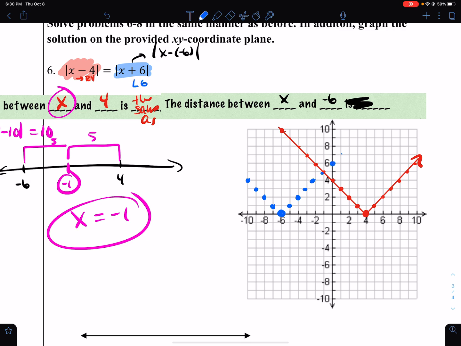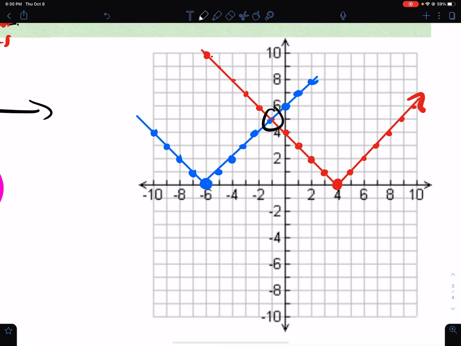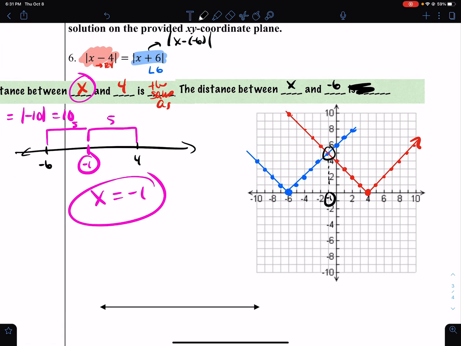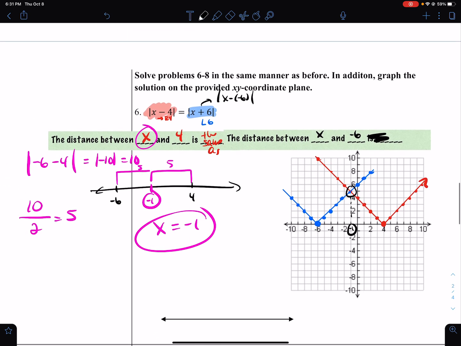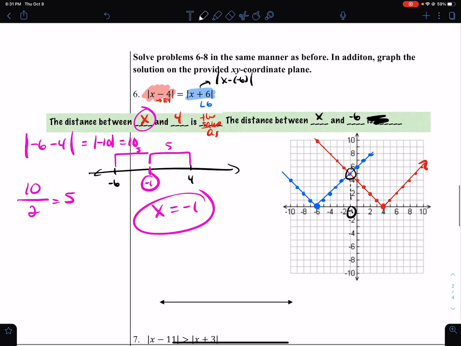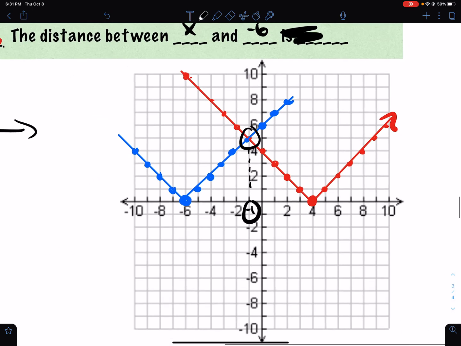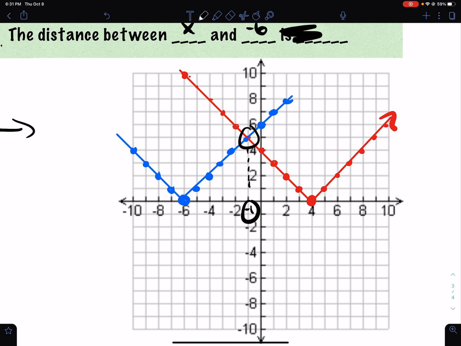that where did these two graphs intersect? Well, when I connect these dots, and I connect those dots, the point at which they intersect conveniently has the x value of -1. So we have two different ways of solving these. Algebraically, by setting distances equal and finding the midpoint, or graphically, by plotting both absolute value curves and seeing where they touch.